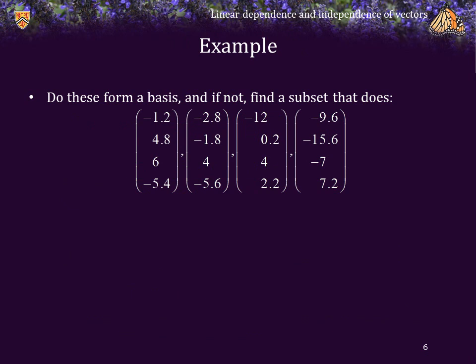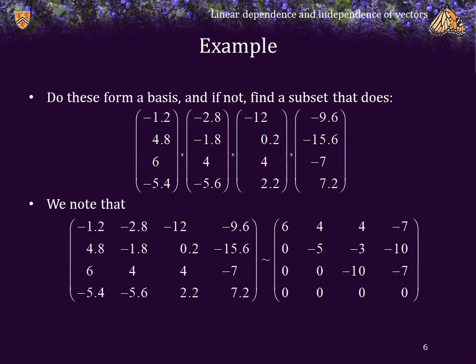So, question. Do these 4 vectors in R4 form a basis for R4? And if not, find a subset that does. Well, if we create the matrix with columns comprising these 4 vectors, we find that it is row equivalent to the matrix on the right. As you can see, the 4th column is associated with a free variable as it does not have a leading non-zero entry.